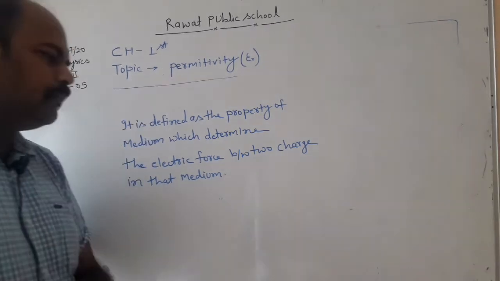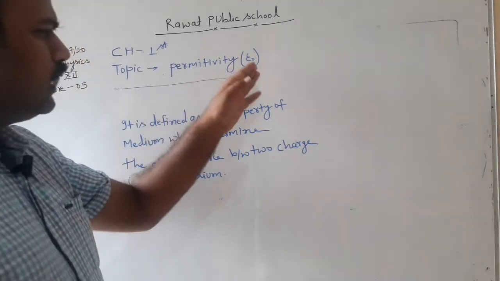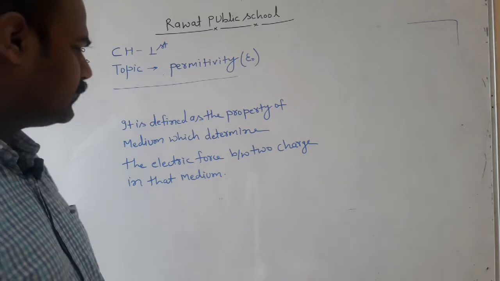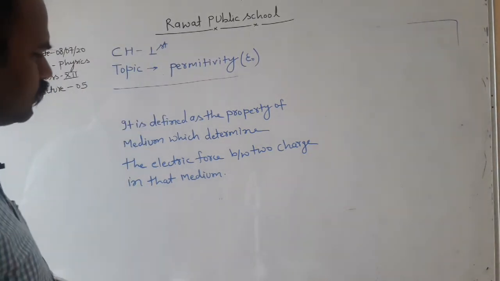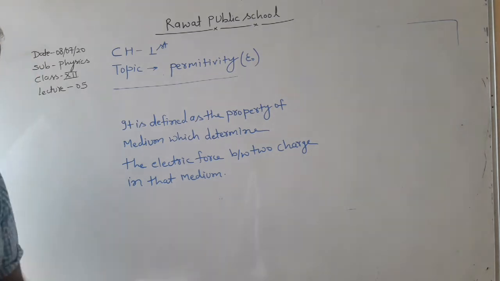Our next topic is permittivity. Epsilon naught means permittivity of free space. So what is permittivity? It is defined as the property of a medium which determines the electric force between two charges in that medium. Clear? So what is permittivity? It is the property of a medium which determines the electric force between two charges in that medium.